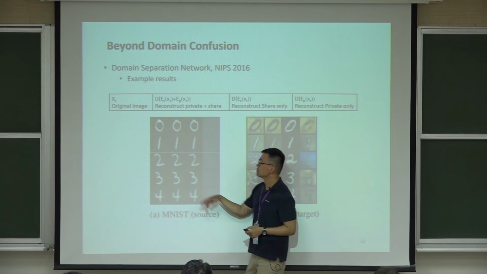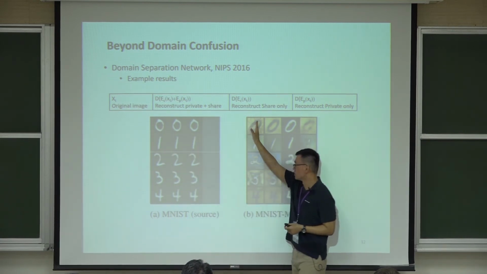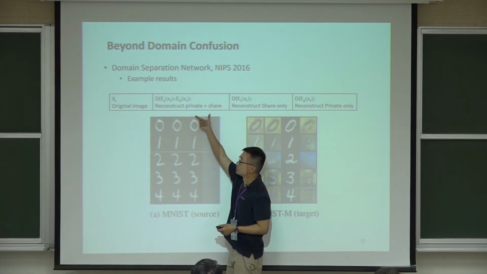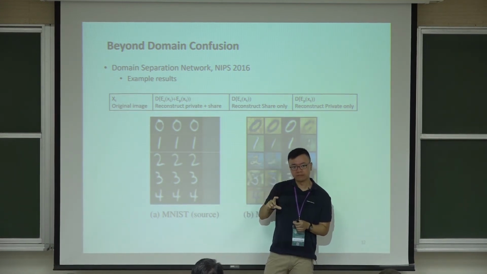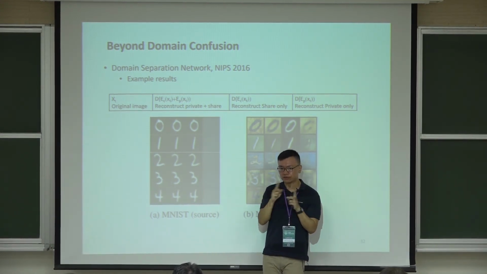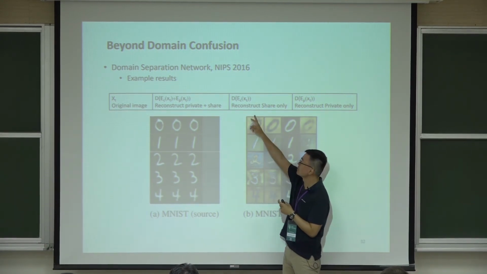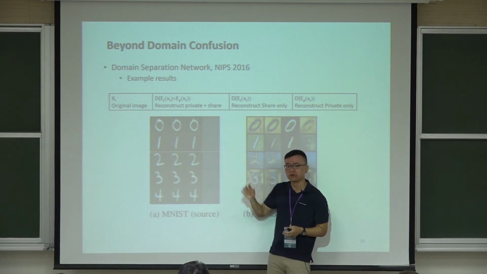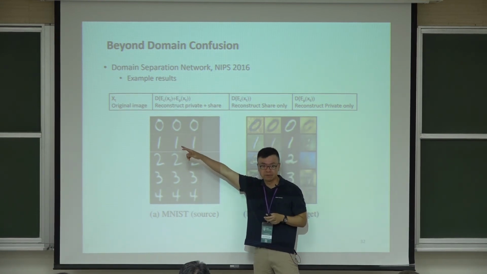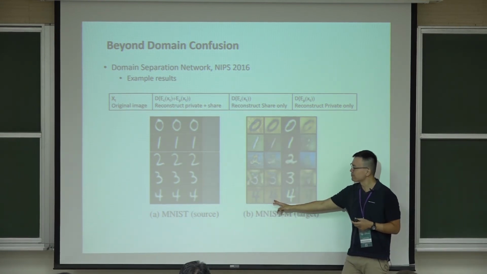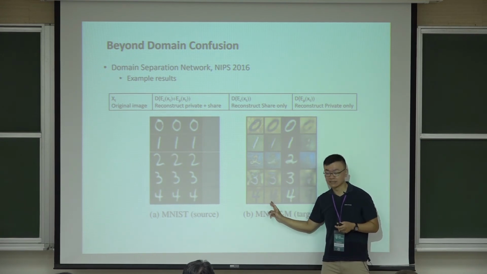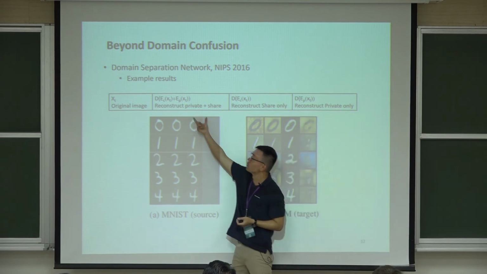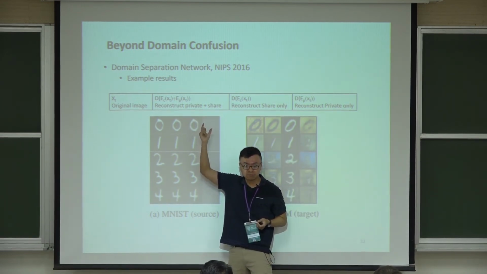So again, the first column, original images. The second column uses both orange and private, the blue features, to do data reconstruction. So the second column should look exactly the same or almost the same as the first one, right? That is probably almost the case. The second column looks very much like the first one because it takes both features to do data reconstruction.